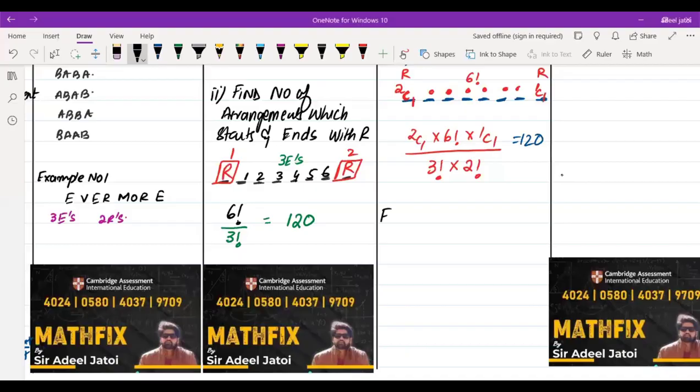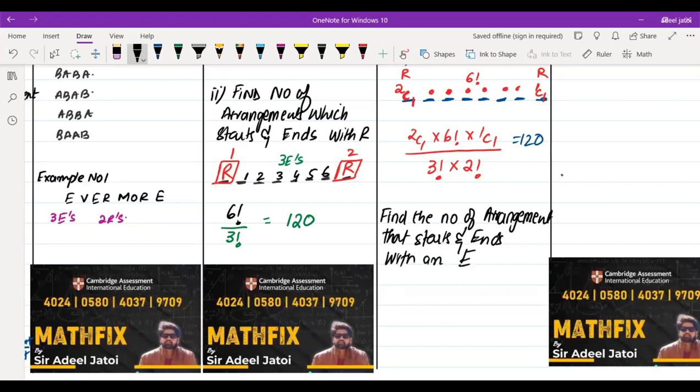Another example: find the number of arrangements that start and end with an E.